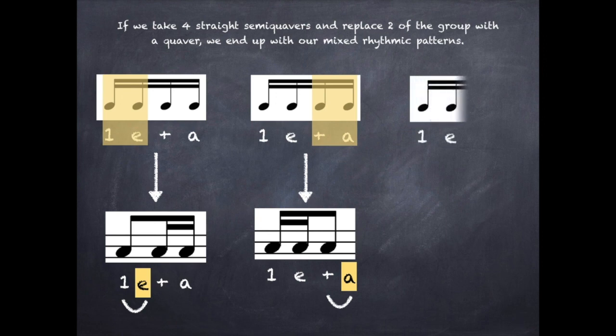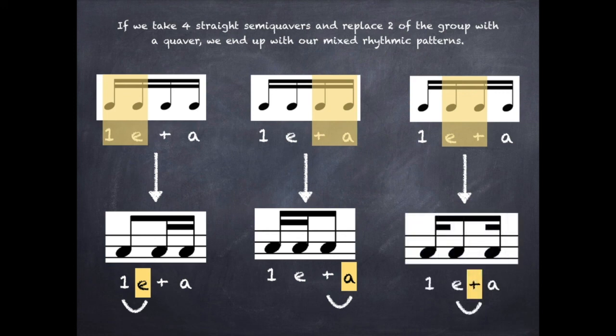The third combination, we start once again with our 4 semiquavers. This time we're going to replace the 2 semiquavers in the middle with a quaver, and we end up with this pattern. The counting is 1 E A, and you can see that the "and" is highlighted in yellow because the quaver placed on the E sustains out over the "and" where that semiquaver would be traditionally.